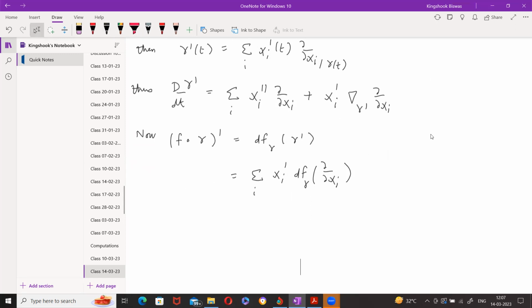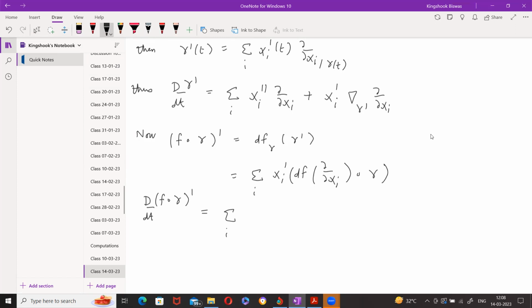So now let me look at the covariant derivative of F composed with gamma, so D/dt of (F composed with gamma) prime. What will this be? This df at gamma applied to del del xi, I can write as df of del del xi, composed with gamma. This is a section of the pullback bundle F star TN, right? I can write it like this.